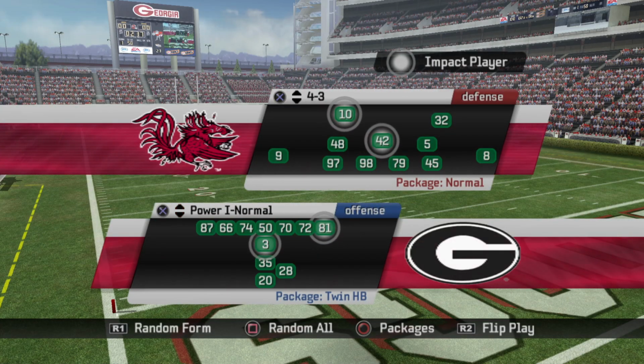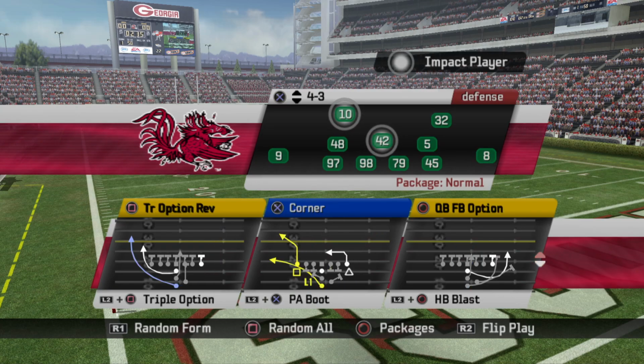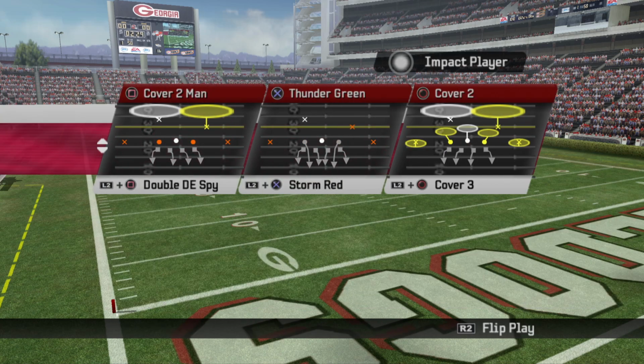Next up, if I can go to the right formation, let's go. Next up is QB fullback option. This is sort of like a zone read. I'll just show you what it looks like.